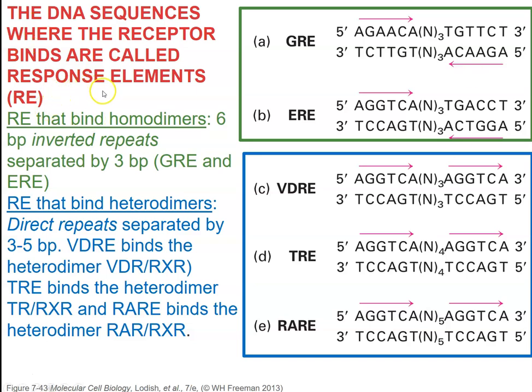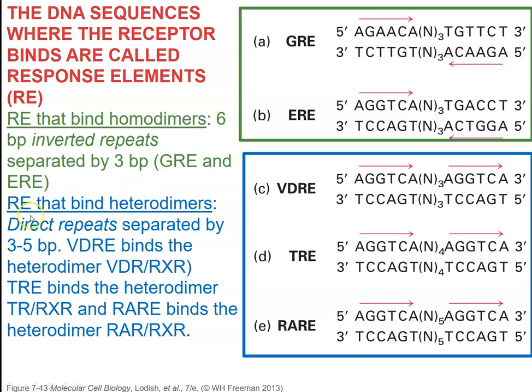When we use the term response element, that's the sequence on the DNA, and that's where the receptor binds. So this would be the glucocorticoid receptor element. This is the estrogen receptor element. If these are homodimers, it makes sense that if you look at the DNA sequence really carefully, you'll see that they're inverted repeats, because with homodimers you'll have one monomer binding to one section of the DNA and one binding elsewhere.